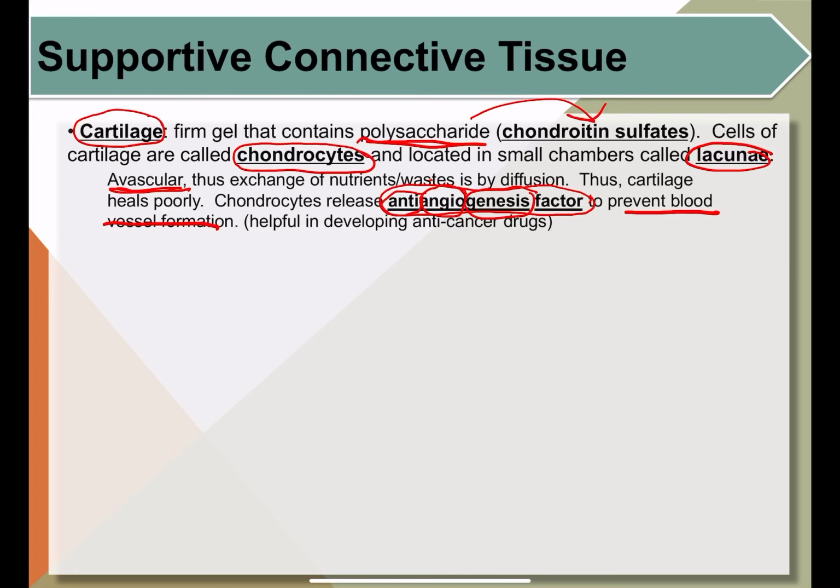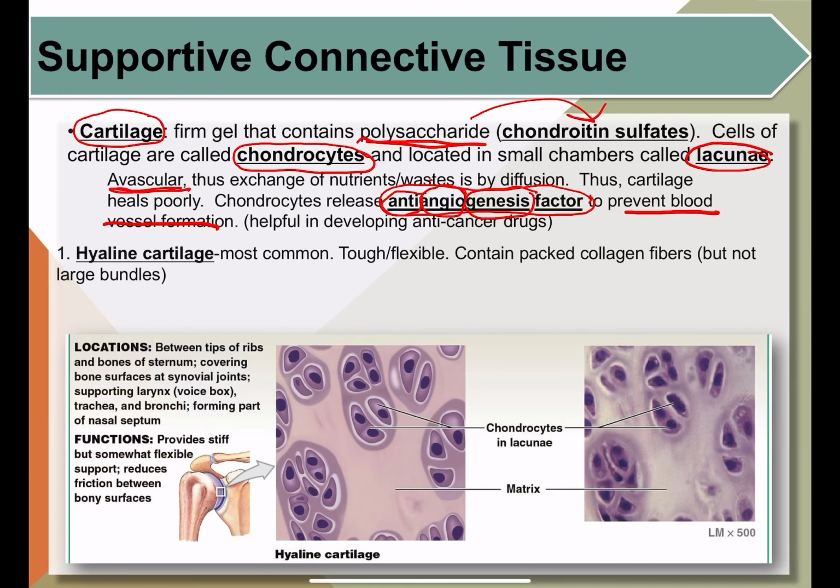So if we can stop that process, we can stop their growth as well. Okay, so cartilage is divided into 3 specific kinds of supportive connective tissue. One being called hyaline cartilage, which is the most common type of cartilage around the body. They're tough yet flexible and contain packed collagen fibers, but not large bundles.